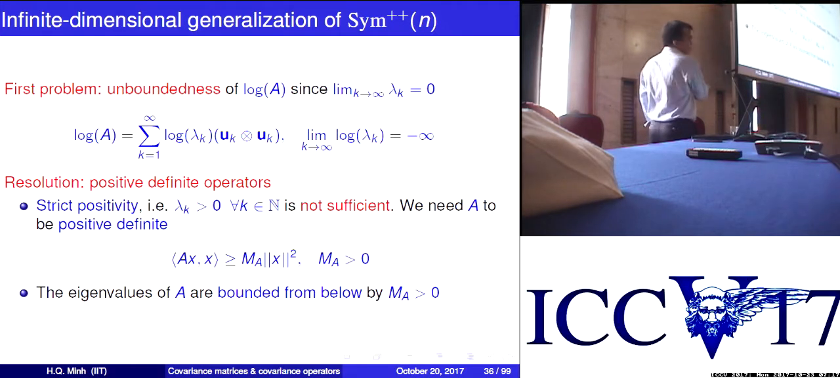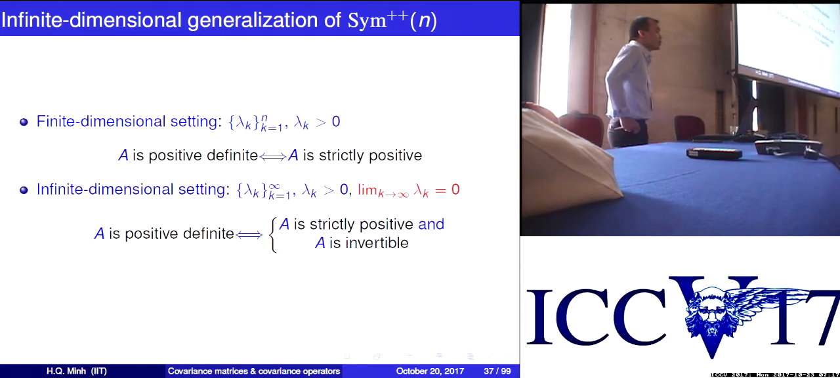So we have to impose this property. It's stronger than being strictly positive. In the finite dimensional setting, a positive definite matrix A is equivalent to a strictly positive matrix A. In the infinite dimensional setting, A being positive definite means that A is strictly positive and it has to be invertible. So invertibility and strict positivity are not the same thing. They are two separate things for a positive definite operator when the number of eigenvalues is infinite. So this is a crucial point. Are you following me? Good.